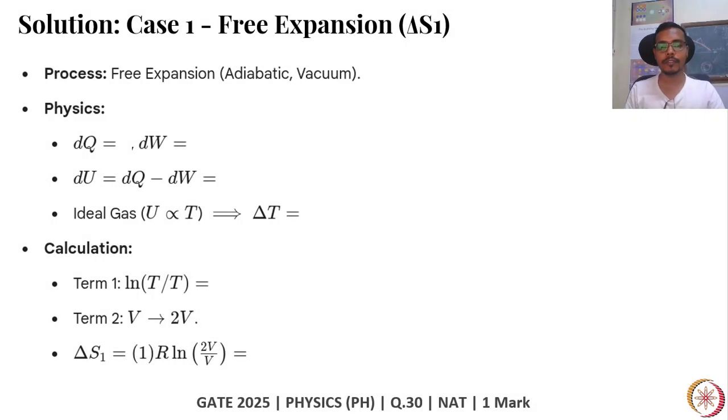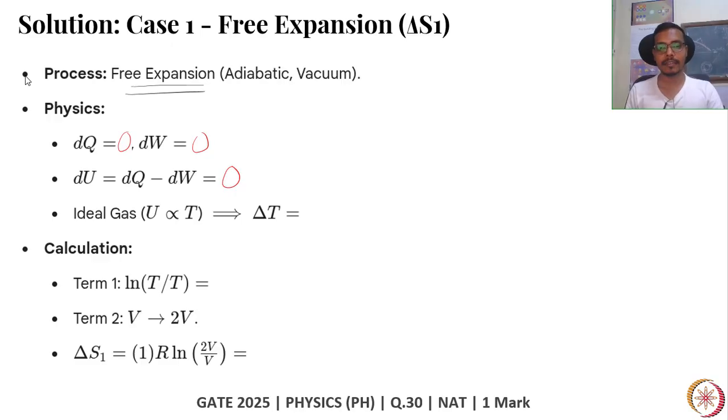Now let us look at the first case, which is the free expansion. Since no heat enters and no work is done against a vacuum, the internal energy change delta U is 0, because dq and dw both are 0.